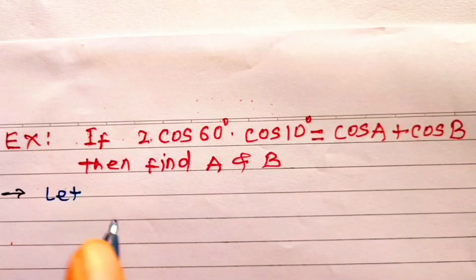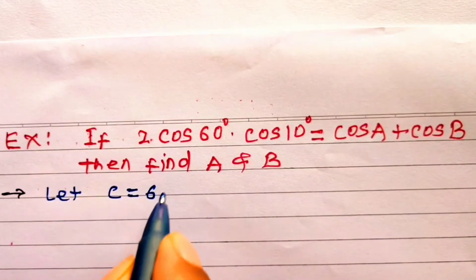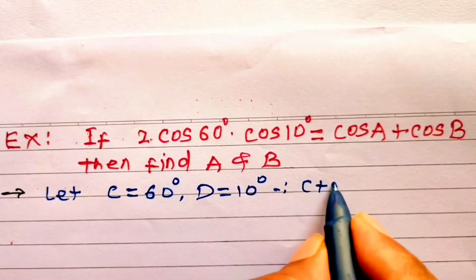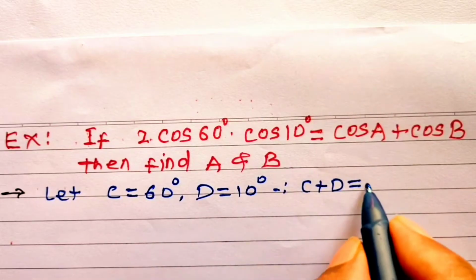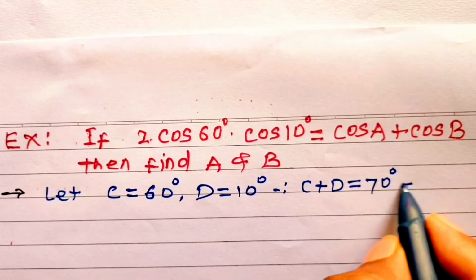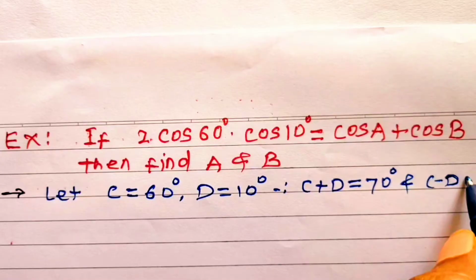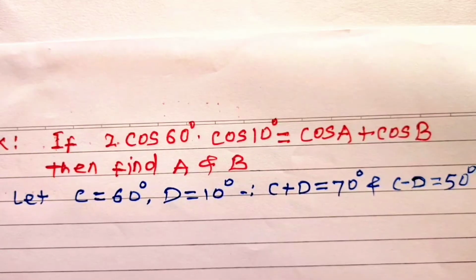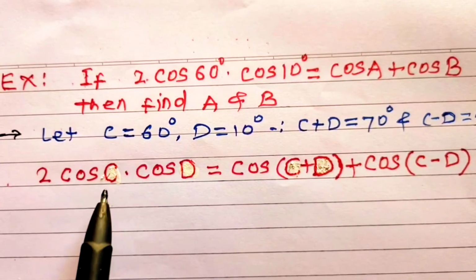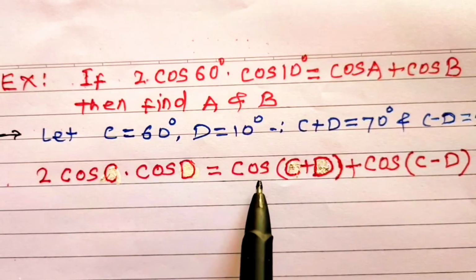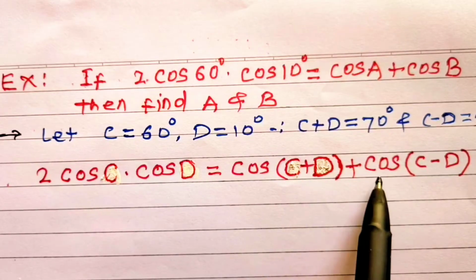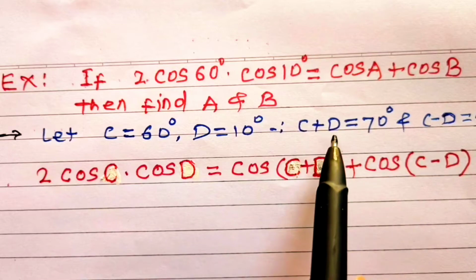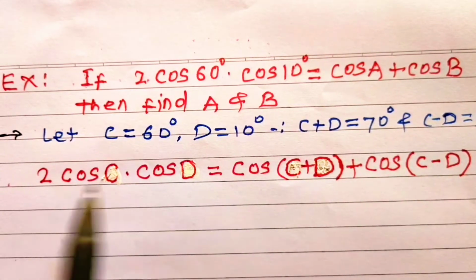Okay. Let C is equal to 60 degree, D is equal to 10 degree. Hence C plus D is equal to 60 degree plus 10 degree, that is 70 degree, and C minus D is equal to 60 minus 10, that is 50 degree. Now we have to apply this formula. 2 times cos C into cos D is equal to cos of C plus D plus cos of C minus D. Now put the values of C, D, C plus D and C minus D in this formula.